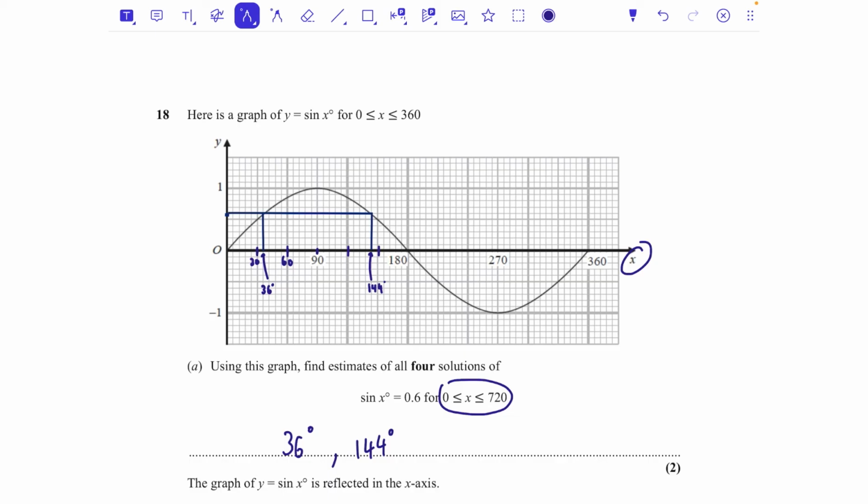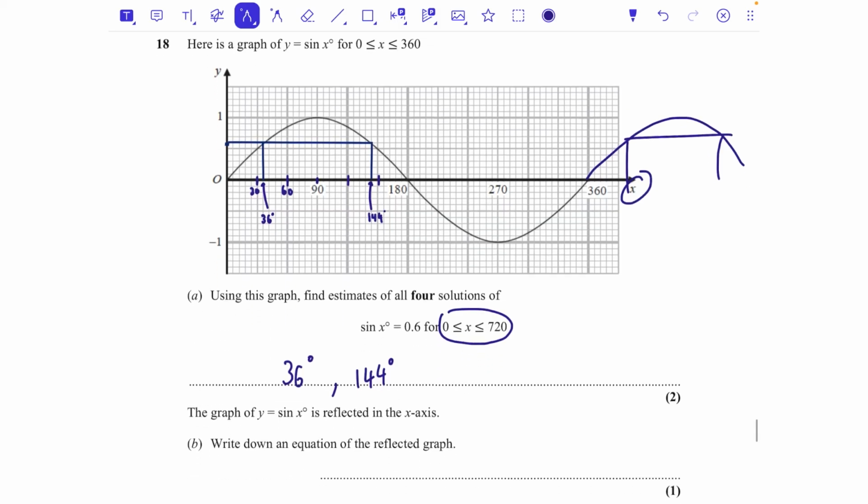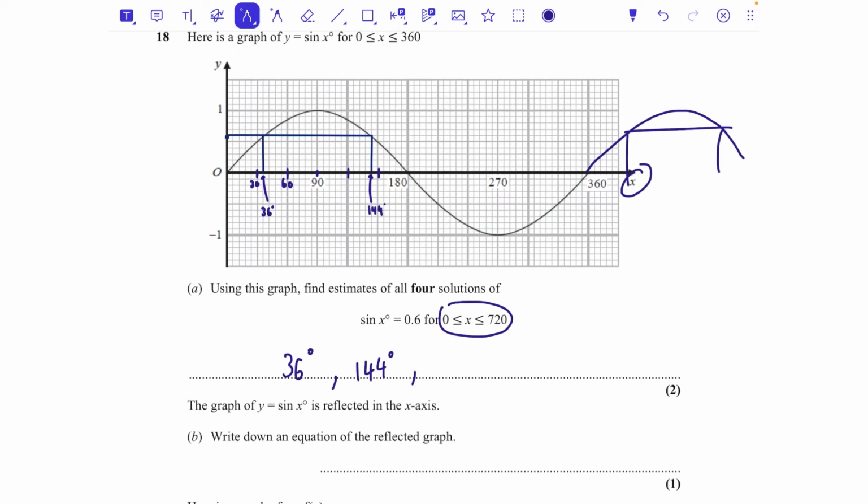But we know there's going to be another 2 solutions here and here in the next wave of this graph. And that's just going to be 360 bigger because it's going to do the exact same thing again. So I'm going to add 360 to each of those. So that's going to be 396. And 144 add 360 gets me 504 for the other one. There we go. So those are your 4 solutions.